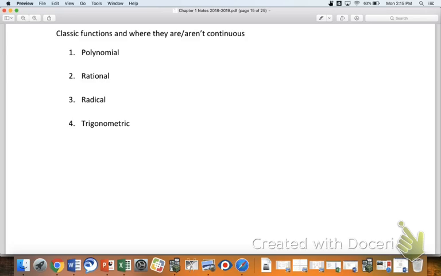So these classic functions, I put this section in here just simply so that when you see a certain type of function, you can be like, oh, that's going to be continuous everywhere, or there are these potential issues with continuity, just so you can have some general categories. So hopefully this will save you some time. That's kind of what I'm trying to say.